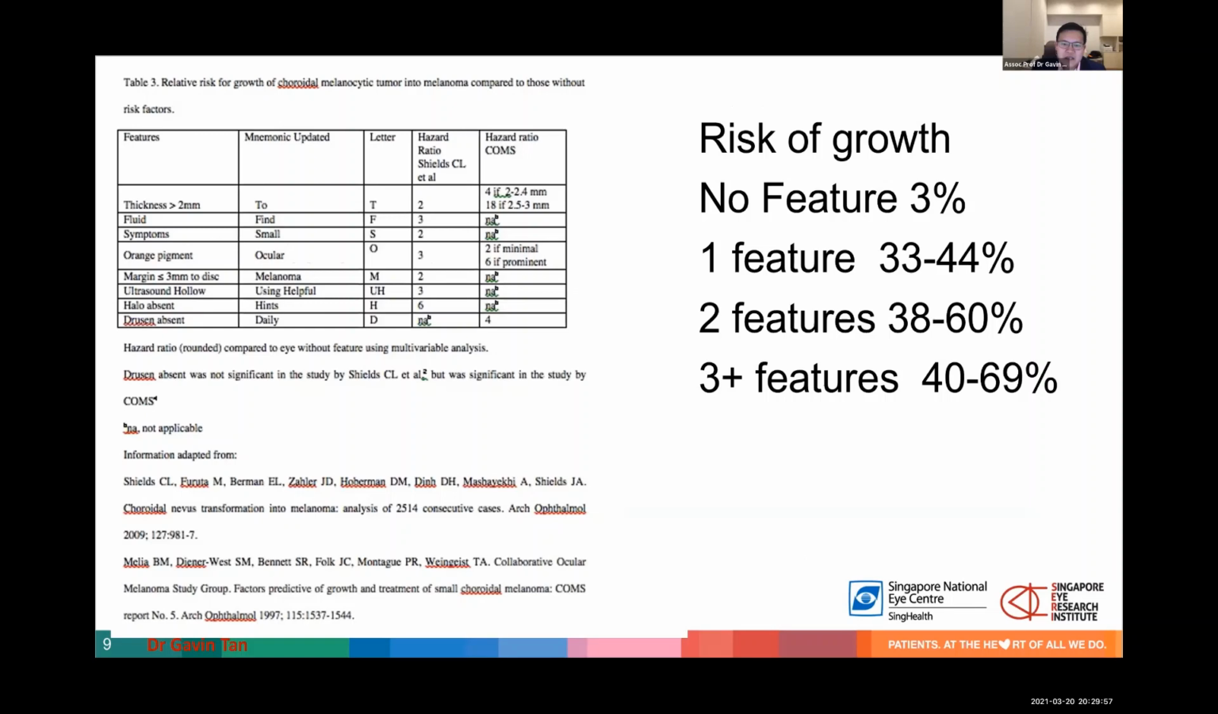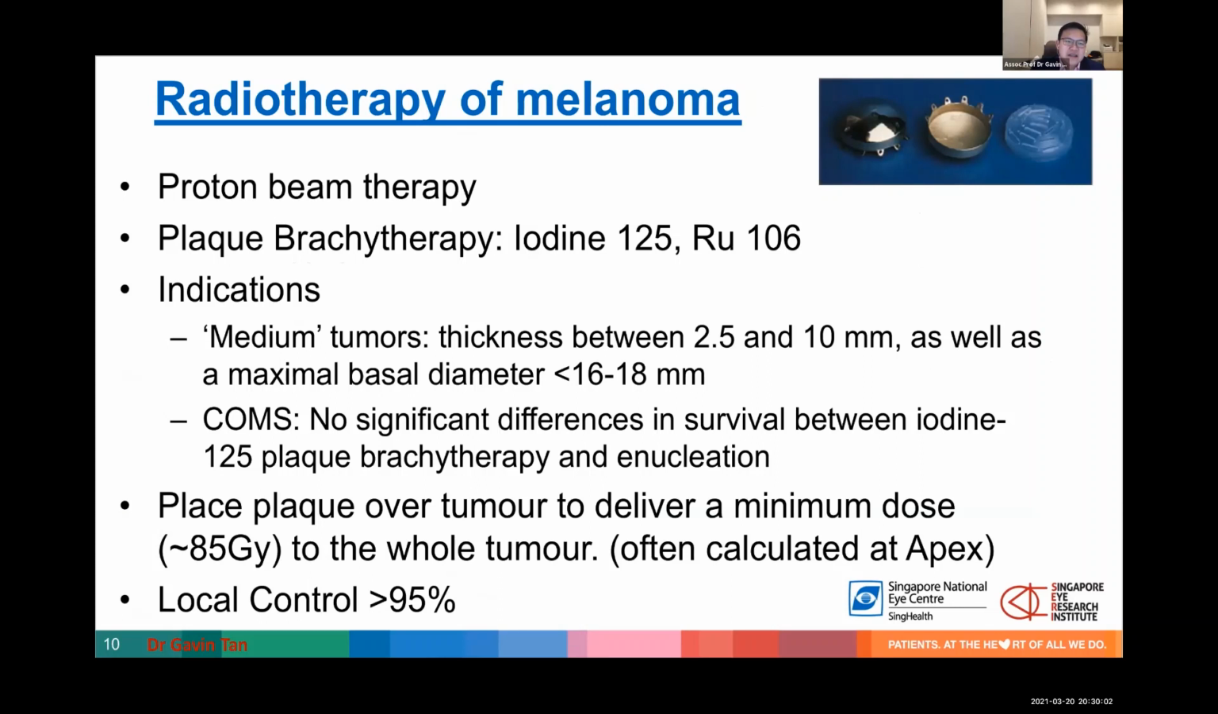So if you've decided that this lesion is a tumor, one of the primary therapies available for uveal melanoma is radiotherapy. It can be proton beam therapy, but proton beam therapy tends to have very limited outreach because it has a very high setup cost and only a very small number of centers and countries even have that available. What's more commonly used is plaque brachytherapy, and there are many options, as Arun mentioned earlier. The indications here would really be the medium tumors. Generally, you talk about a thickness of somewhere between 2.5 to 10 millimeters.